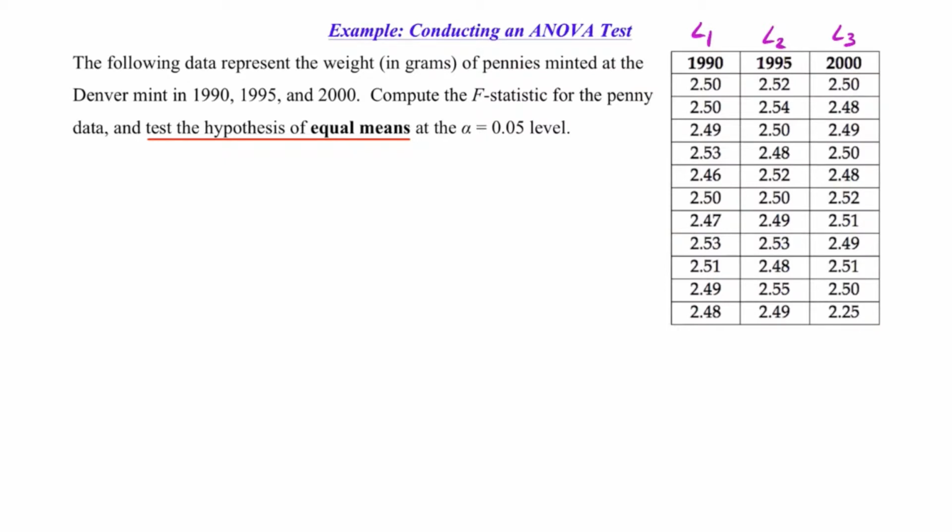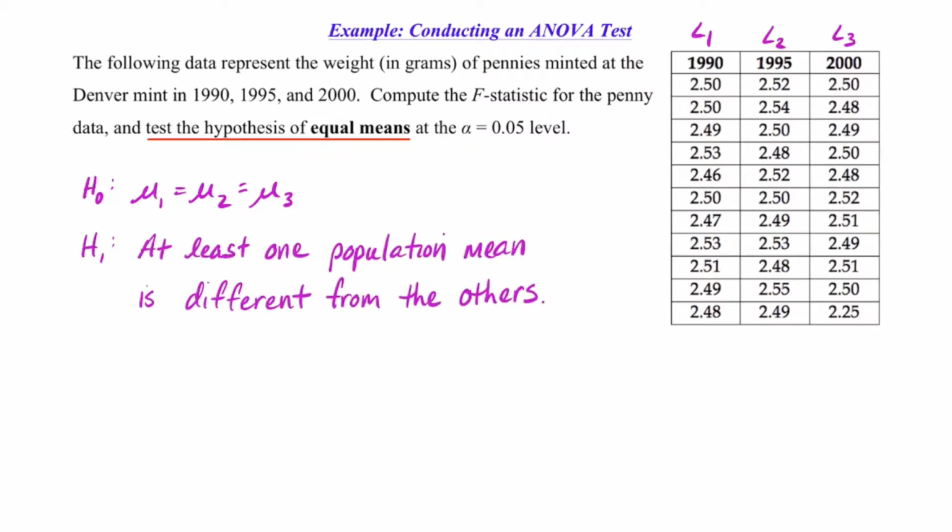If that's okay, let's start out by stating our null and alternative hypotheses. We know our null hypothesis would be that these three means equal each other, while the alternative hypothesis would be at least one population mean is different from the others. Now that we have that set, let's go ahead and throw our data into L1, L2, and L3.